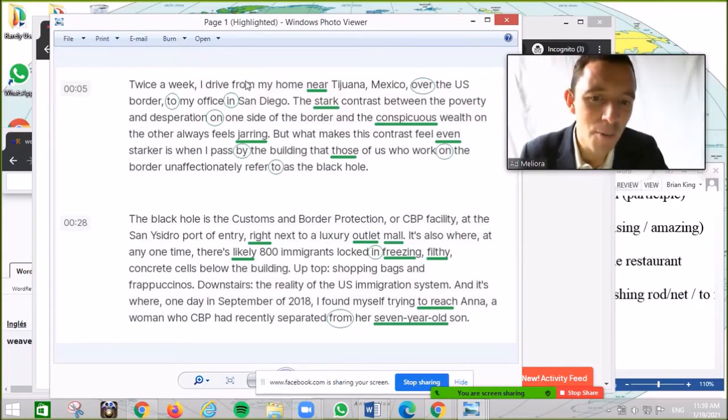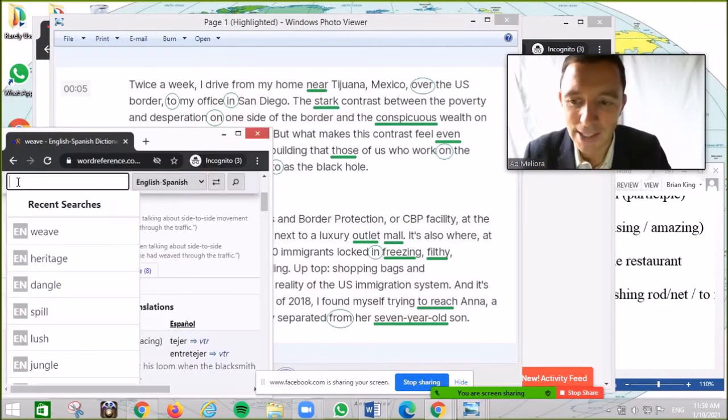She drives from her home, and then she drives over the US border, and then also the preposition to is connected with drive. So she drives from, drives over, and drives to her office in the city, San Diego. Stark contrast, that's a fantastic expression. It's like a very strong contrast, a very obvious contrast. The stark contrast, very good combination, very advanced.